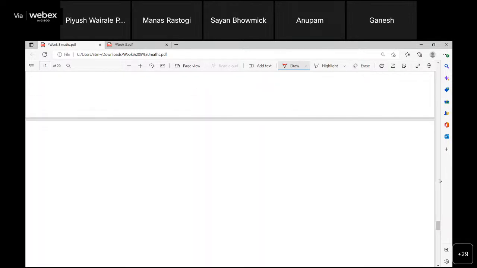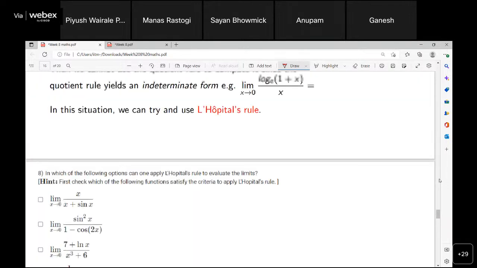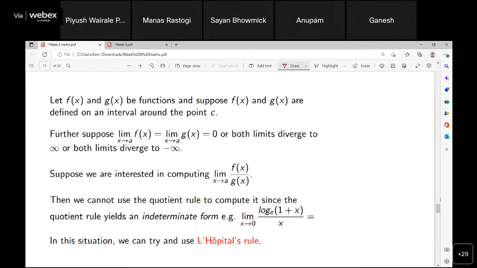Okay. So now what is L'Hospital rule? When can we apply that? When it's an indeterminate form, I mean when we get 0 by 0, infinity by infinity. If you are getting a form like 0 by 0 or infinity by infinity, you can directly apply L'Hospital rule.